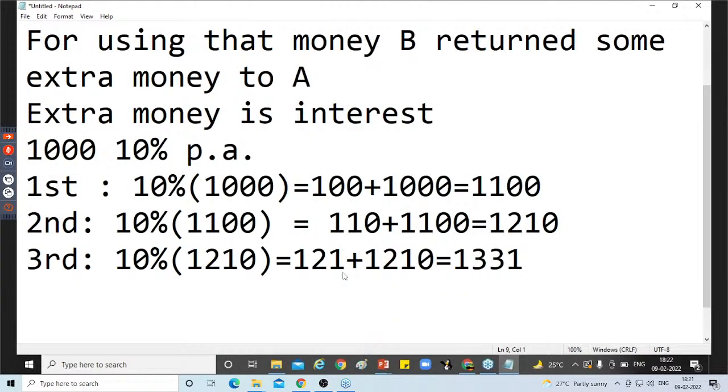What did you understand? For the first year 100 rupees, for the second year 110, for the third year 121. The amount of compound interest is different for every time period because we calculate the compound interest on the total amount obtained in the previous year. For the second year, we calculate on the first year amount. For the third year, we calculate on the second year amount. Like that. Get it? So write down.